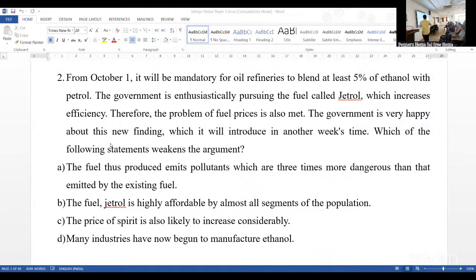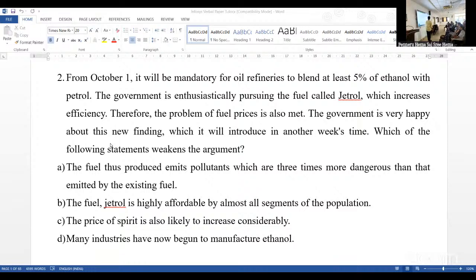Let us start from the last. Many industries have now begun to manufacture ethanol, but this particular statement's related context we do not have here. Directly we do not have anything about industries, so we cannot consider this. Next one, the price of spirit is also likely to increase. Did they discuss spirit? No. Next one, the fuel jetrol is highly affordable. Yes, it is becoming affordable. That is already given.